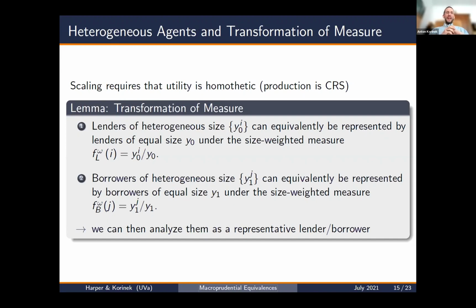If we have these lenders of heterogeneous size, let's say we label them by different size of initial endowments, they can equivalently be represented by lenders of equal size under a size-weighted measure. And we can do the same thing for borrowers. And then we can analyze all these heterogeneous borrowers and lenders like a representative lender or borrower, and we can impose our macroprudential quantity controls on them, which, given that these are scale agents, now suddenly translate into ratios.